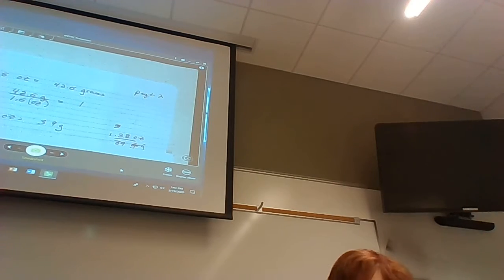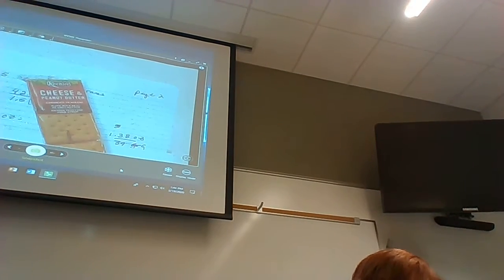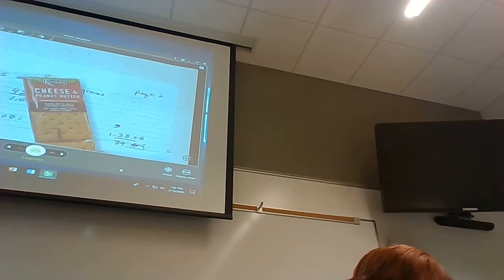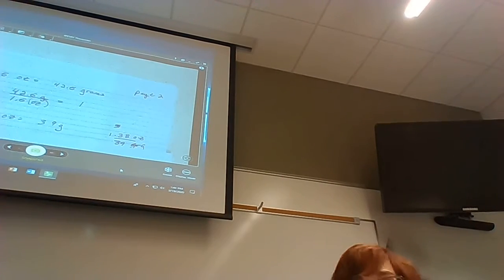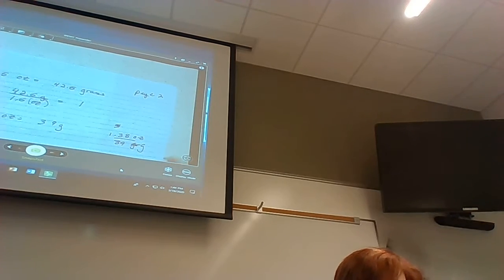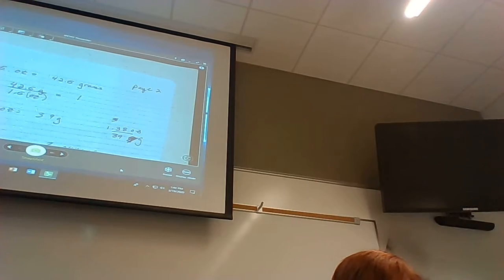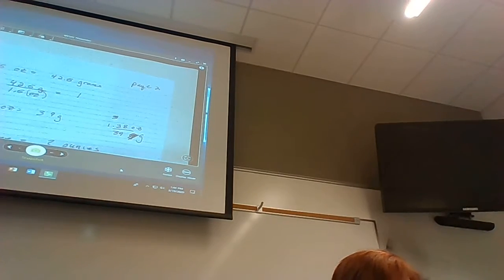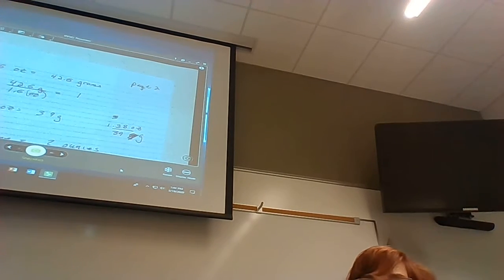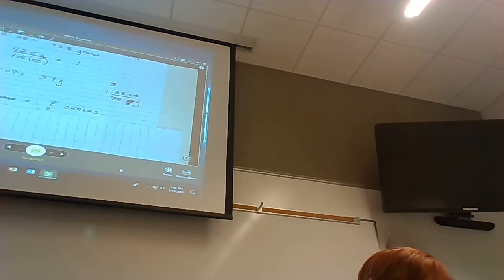I also found this package of crackers. This package of crackers weighs 1.38 ounces and is 39 grams. So I could put 1.38 ounces is 39 grams. And grams is abbreviated with just a G. I had accidentally abbreviated it with a GR. So here's the kind of questions you might get. You might get a question that says, 250 grams, let's move up so you can see it.